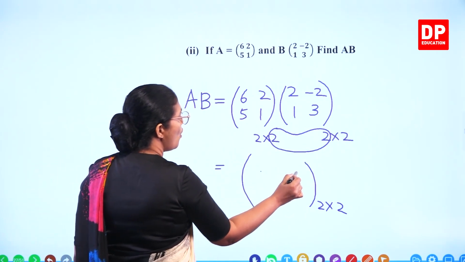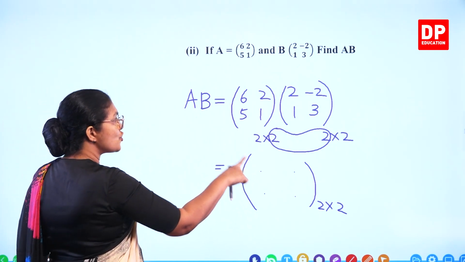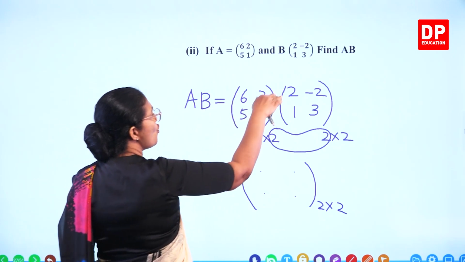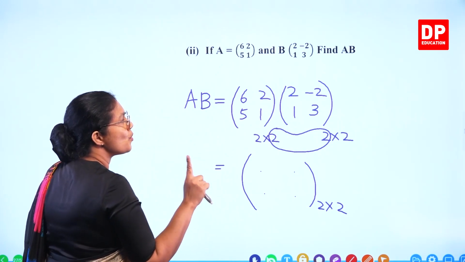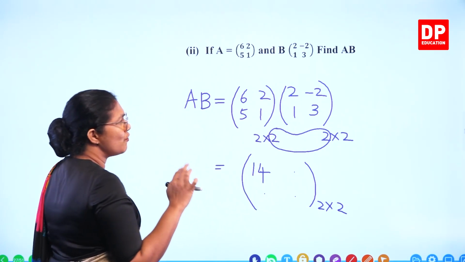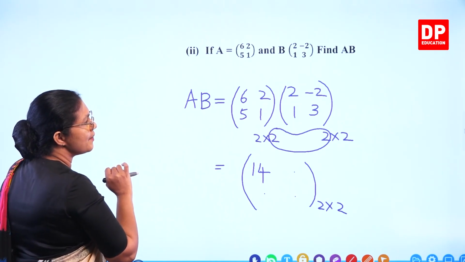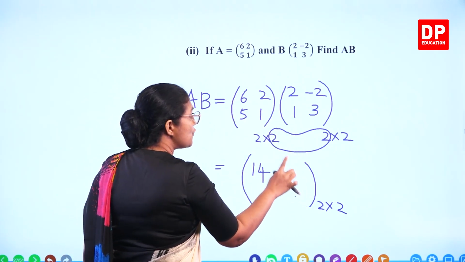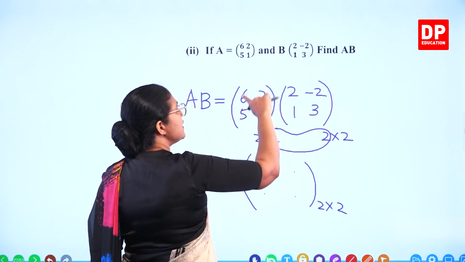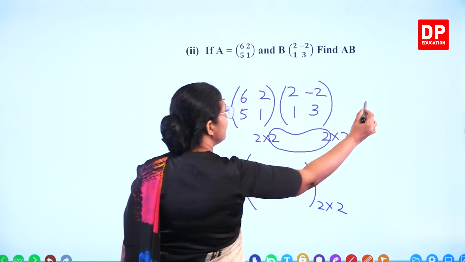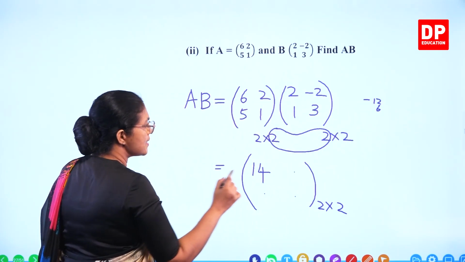That means you get 4 elements here. So what is the first one? First row, first column value. First row, first column you have to multiply. 6 times 2, 12. 2 plus 1, 2. 12 plus 2, 14. If you can't do it at once, make sure that you write down separately and add it. This one is first row, second column. First row value multiplied with the second column value. 6 into minus 2, minus 12. 2 into 3, 6. Minus 12 plus 6 is minus 6.